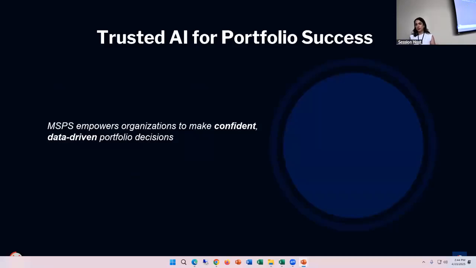So to conclude, MSPS provides trusted AI-powered portfolio analysis that is grounded in semantics and is built for real decision-making. And it helps organizations make smarter, faster, and defensible decisions. So thank you.